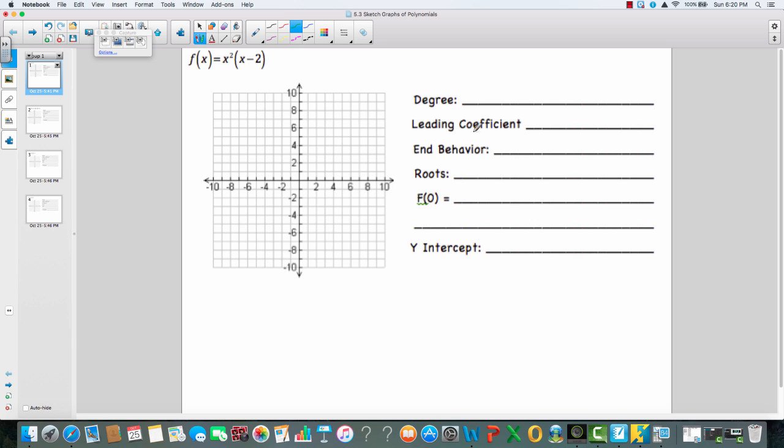Okay, so sketching x squared times x minus 2, but incorporating everything we know and everything we've learned about these terms right here. So if you look at this equation, what's the degree? 3. Because you have x squared, so that would be x times x, and then another x. If you multiplied this out, you would have x cubed. So the degree is 3, and the leading coefficient is positive. Let's fill that in.